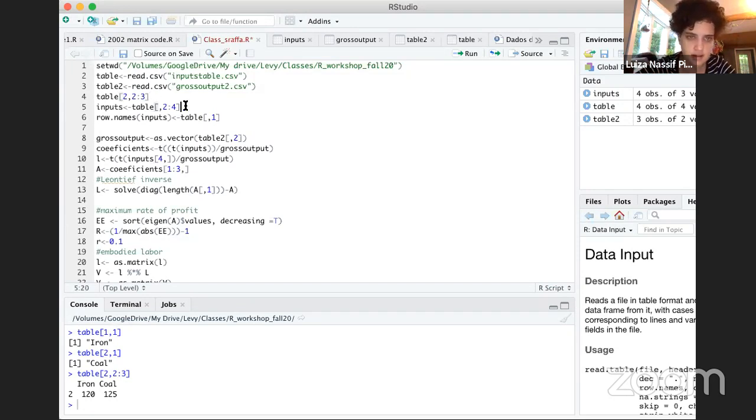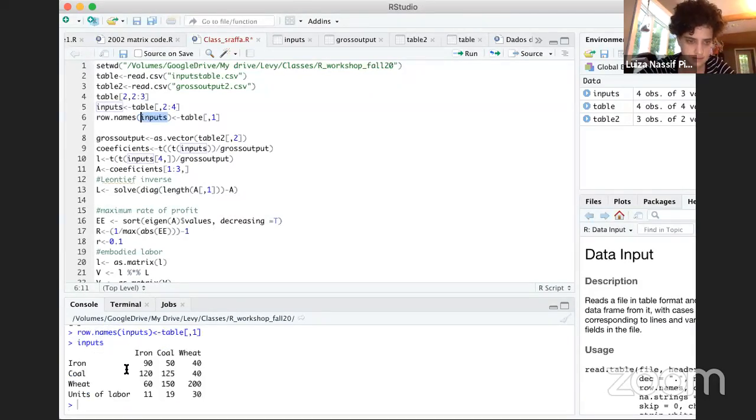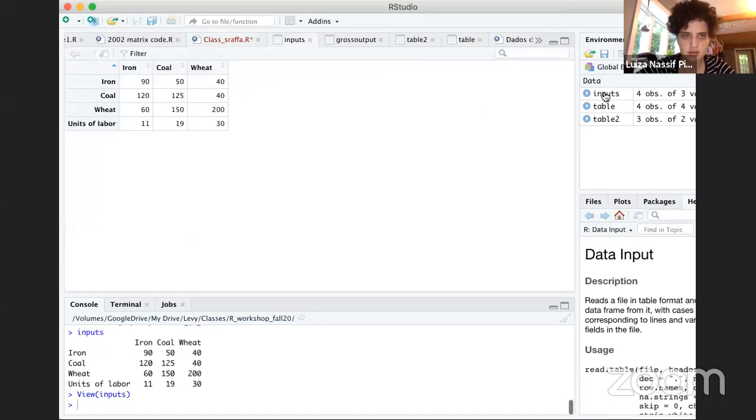So this is what I did here. I called the inputs table just the part of my table that does not contain the names. And then I took that first column, which is iron, coal, wheat, units of labor, and I assigned that as the names of the inputs table. So row.names inputs is just giving names to that. So now my inputs looks like this. You see the difference between that and the table?